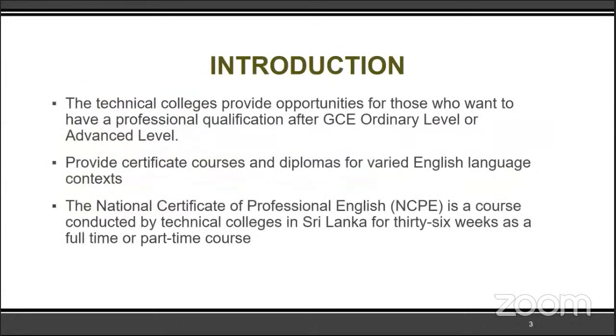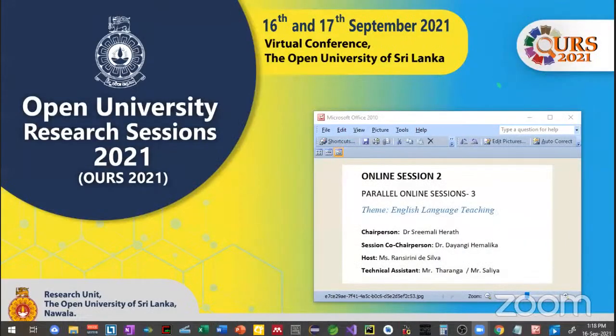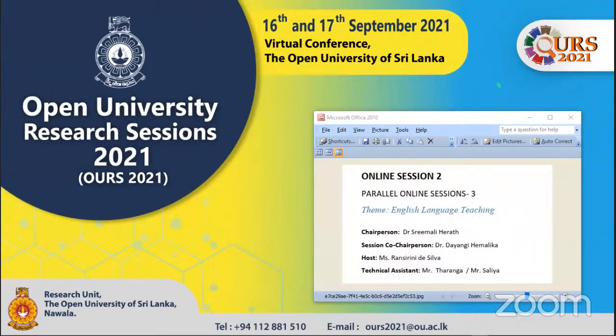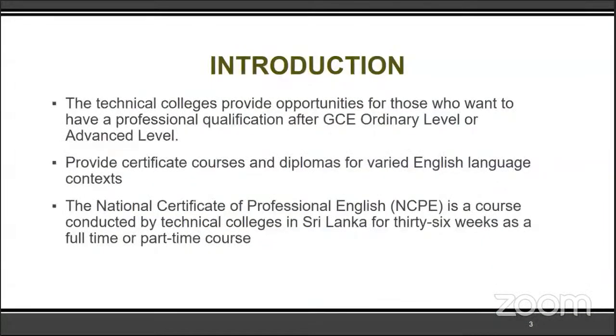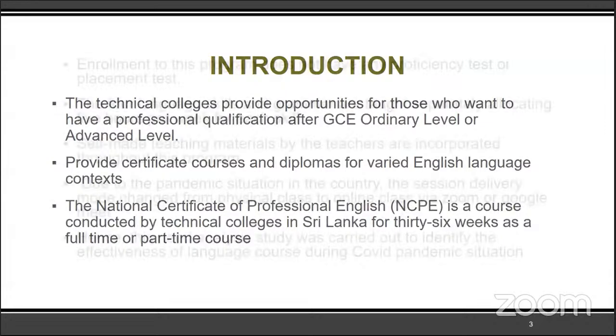Moving on to the introduction, the technical colleges provide opportunities for those who want to have a professional qualification after their O-levels and A-levels, and this institute provides different certificate and diploma courses in English for different English language contexts, like English for business, English for academic purposes, teaching English as a second language, and so on. Among them, National Certificate of Professional English is a course conducted for 36 weeks as a full-time or part-time course.